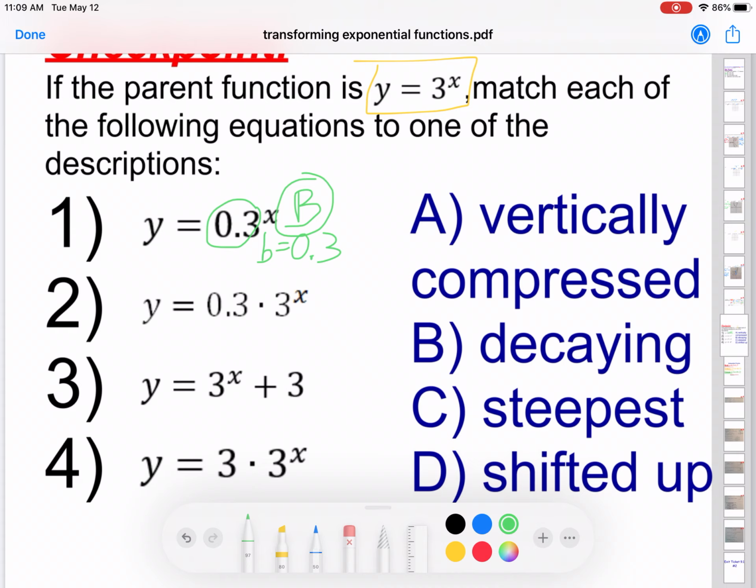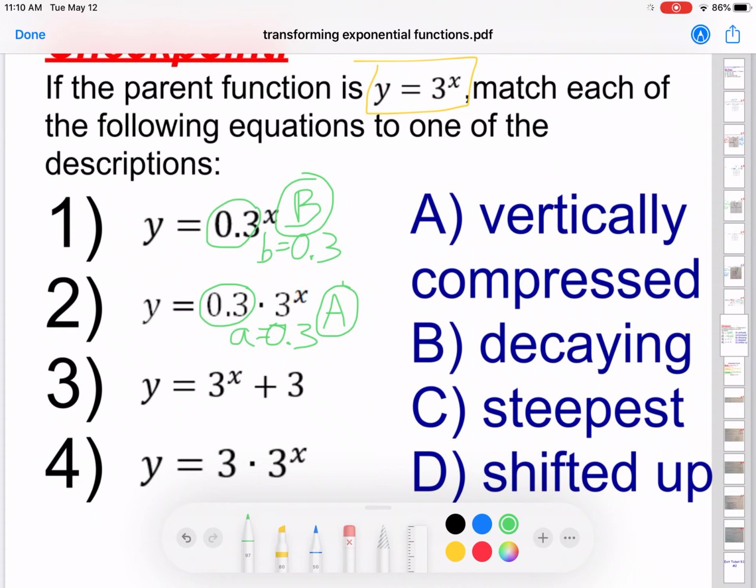For number 2, we notice that they put a 0.3 out front. That means our a value is 0.3. So our graph is still going to be above the x-axis, but we know that if our a value is 0.3, it's not going to be as steep, which means the graph has been vertically compressed. So number 2 should be choice A.